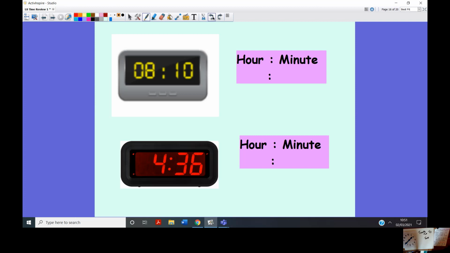So having a look at this digital clock here, what is the time? Remember, we read the hour first. The hour is 8. 8 hours have passed. How many minutes have passed? 10.